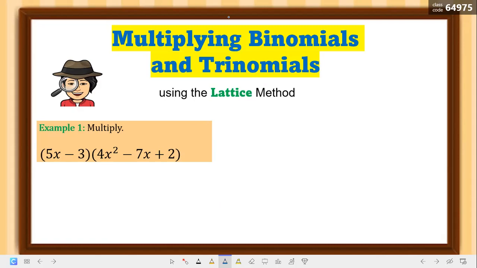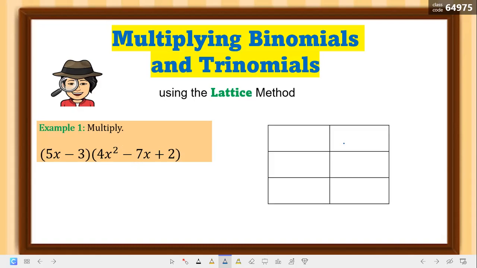Since ang given po natin ay multiplication of binomials and trinomials, hindi pwedeng gamitin ang FOIL method. Remember, ang FOIL method, pwede lang siya i-apply kapag binomial ang minumultiply. Ibig sabihin yan, ang pwede i-apply lang dito yung distributive property or yung lattice method. Okay? So first, since ito ay 2 by 3, kasi 2 terms, ito ay 3 terms, gawa ka ng box or boxes.